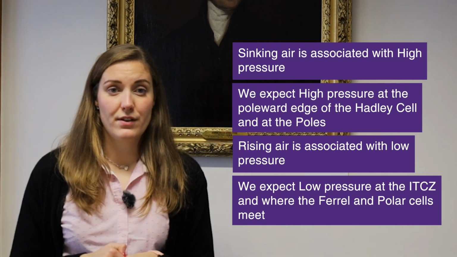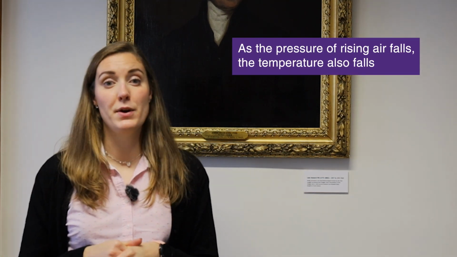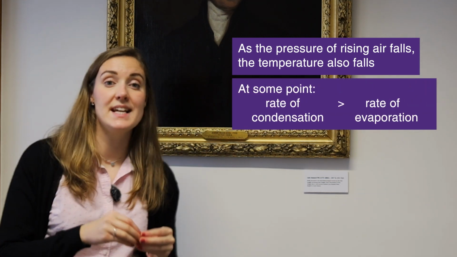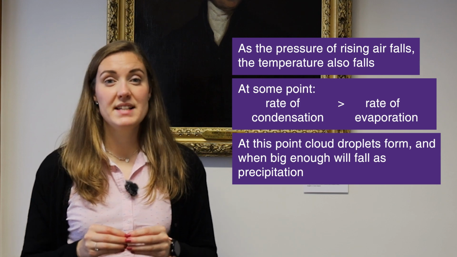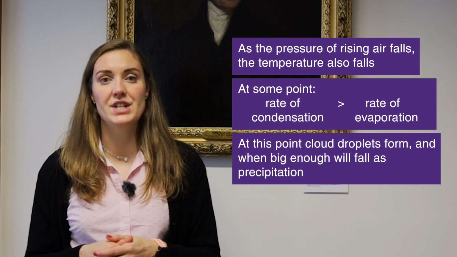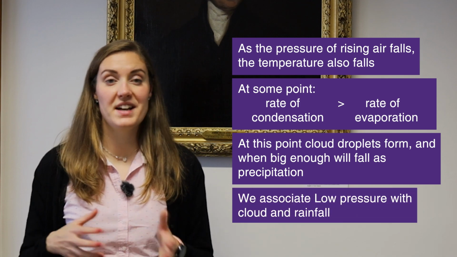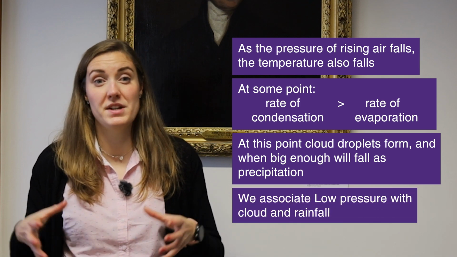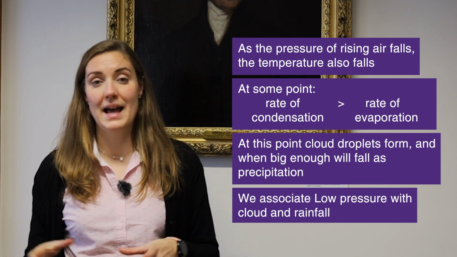When there is air rising through the atmosphere, the pressure of the air falls as it rises up, and there is less atmosphere above it. As the pressure falls, the temperature of the air falls too, until eventually it reaches a point at which the rate of condensation exceeds the rate of evaporation, and cloud droplets form. When these get big enough, they then fall as precipitation. This is why we associate low pressure, be it in association with the ITCZ or with low pressure weather systems such as tropical cyclones or mid-latitude depressions, with cloud and rainfall.